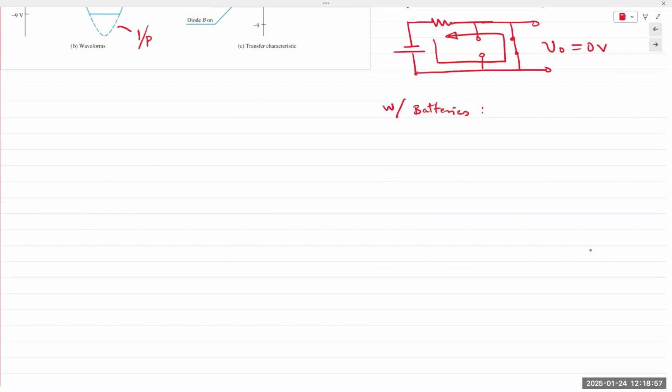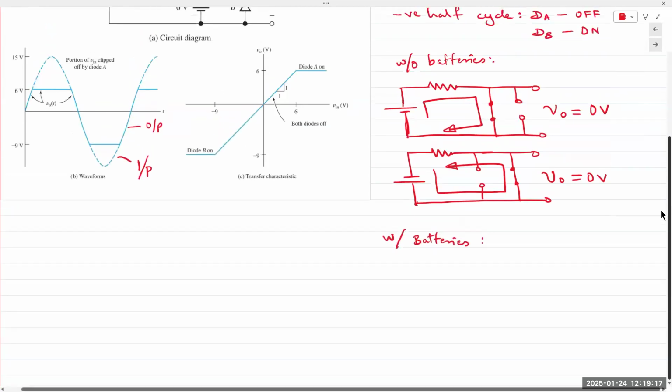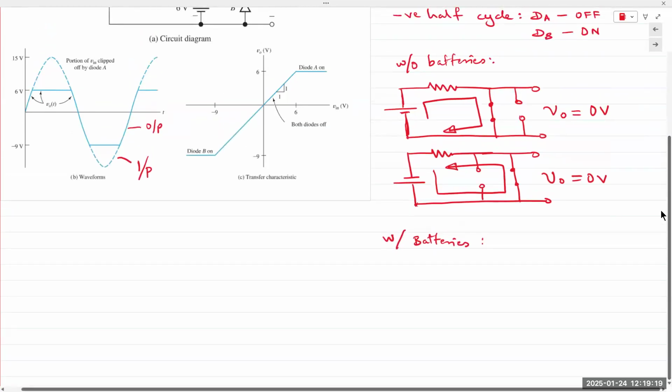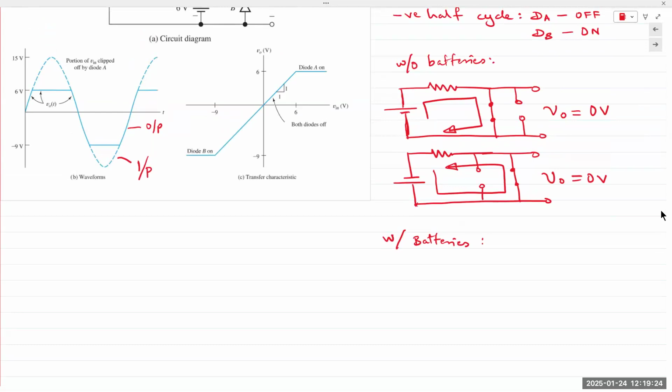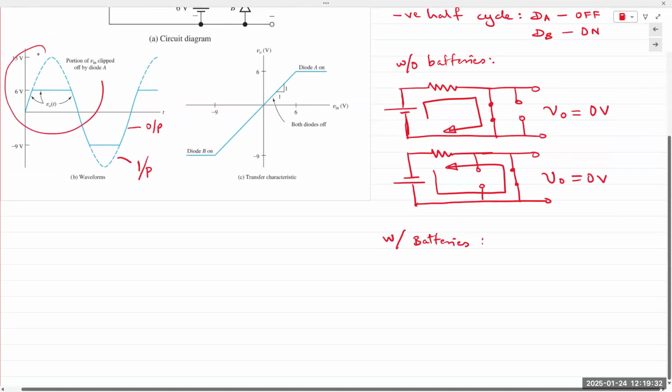So regardless of what battery is connected to diode DB, DB is always going to be off in the positive half cycle, right? Because it's flipped. The anode is now connected to the negative end. So diode DB is going to be off regardless of what happens. But what happens with diode DA? Diode DA remains off until the voltage of the anode is higher than 6 volts. So look at the positive half cycle right here.